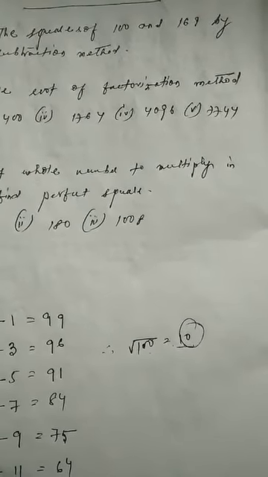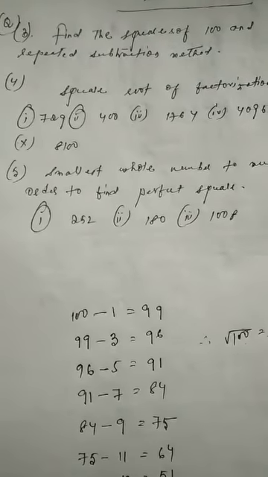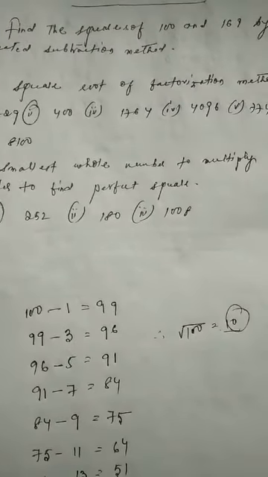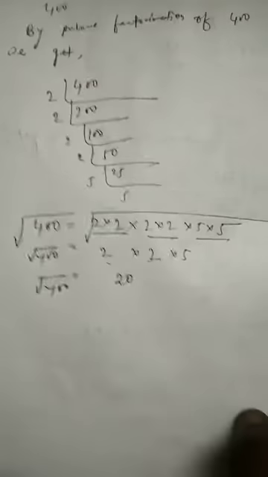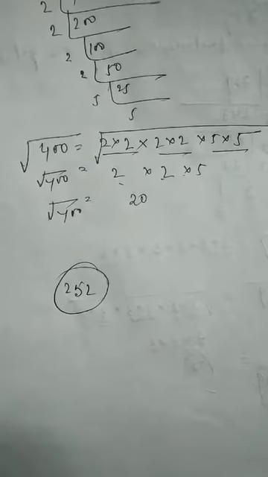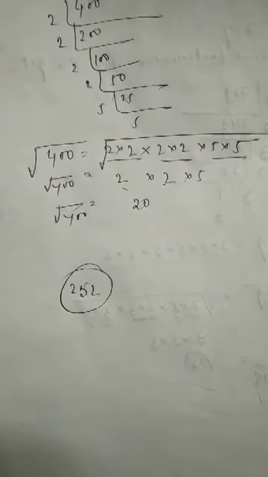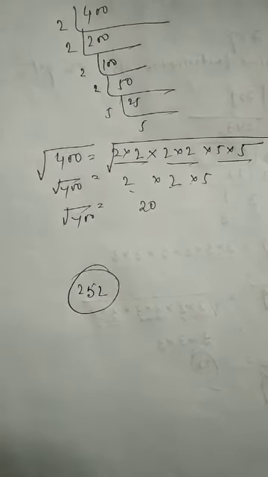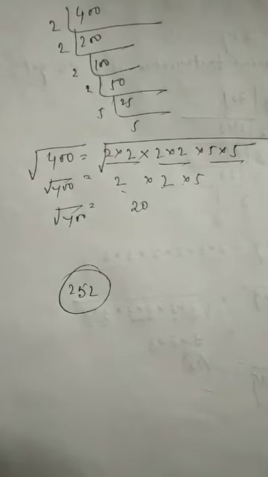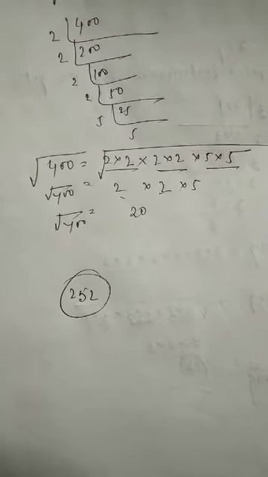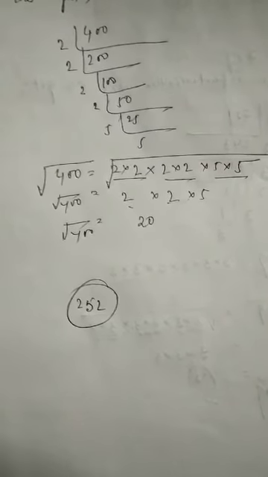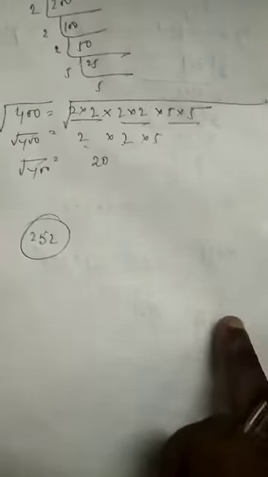And there is one more question written in question number 5. Smallest whole number to multiply in order to find a perfect square. So children, as it's written over here, 252. This is not a perfect square. We have to keep one thing in our mind. This number is not a perfect square. But the question is that something is to be multiplied with 252 in order to make this number a perfect square. So what is that number?